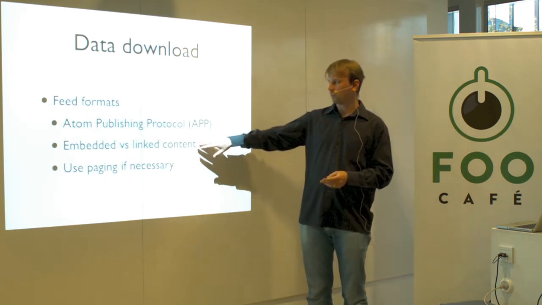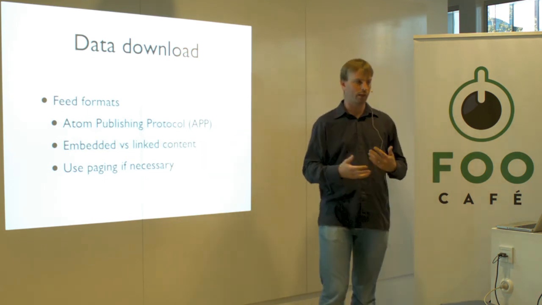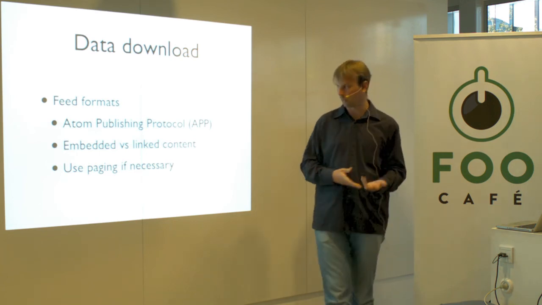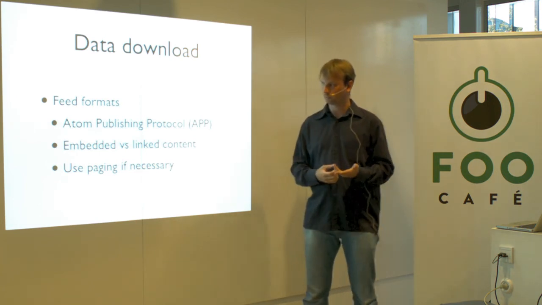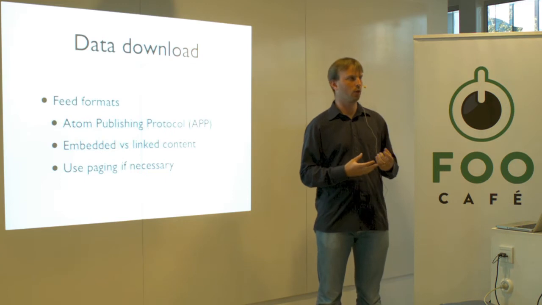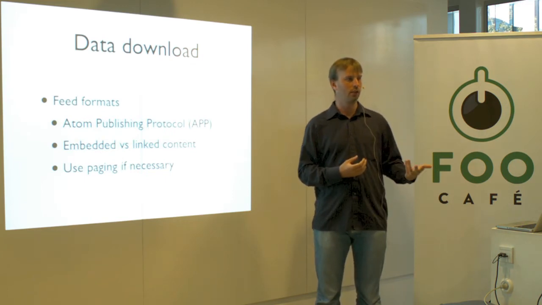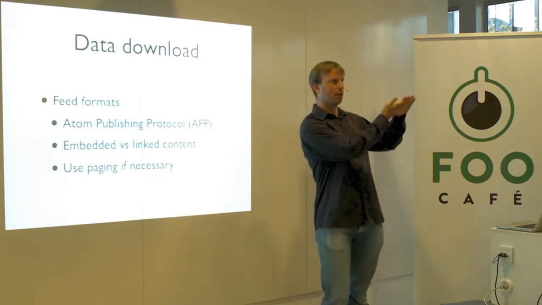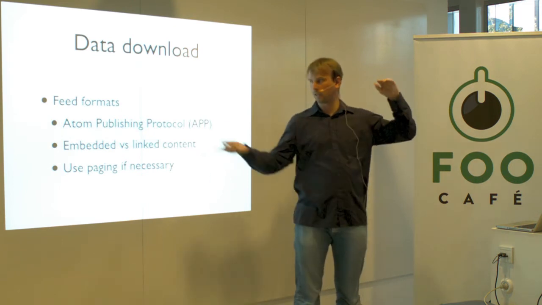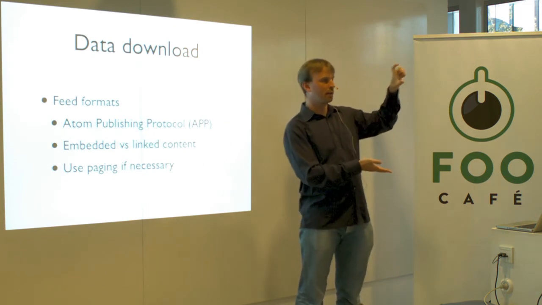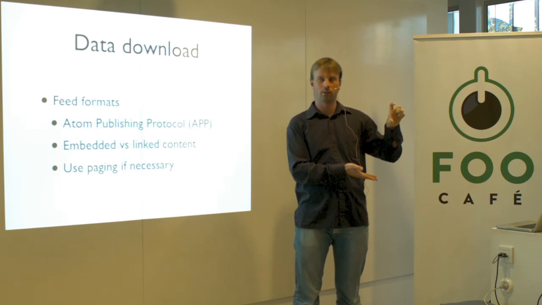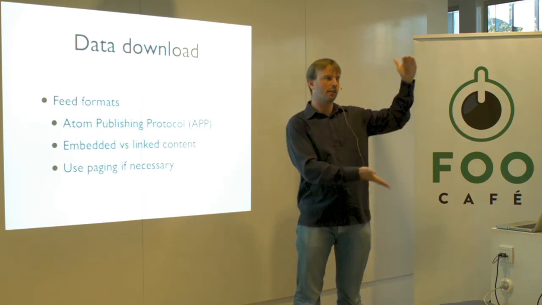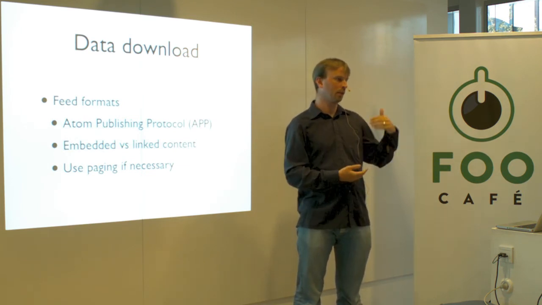When it comes to Atom, there are two ways of providing content. One is the embedded, and one is the link content. And this depends really on how fine-grained your data is. The embedded version is where you have the XML document, the Atom feed, and then you basically put the data in that XML file as is. That's one way to do it.